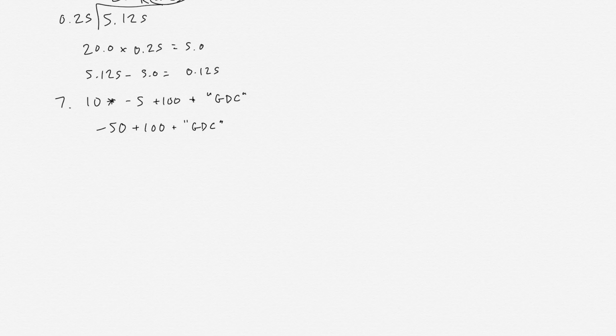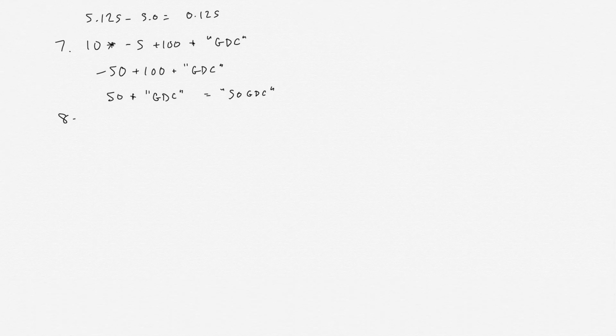Before we hit a string, we still do have some integers to add up, so we'll add them up, and we get 50 plus GDC. And now that we've hit a string, we have to convert everything into a string, concatenate. And so this is equal to 50 GDC.